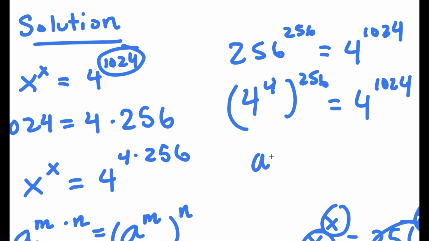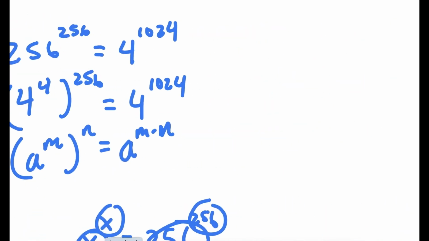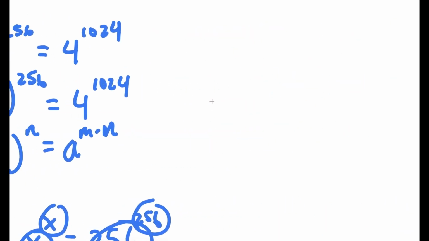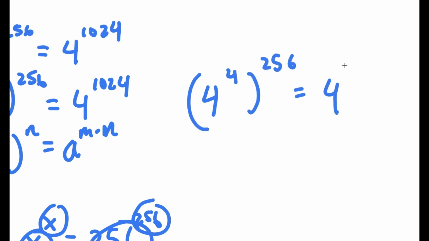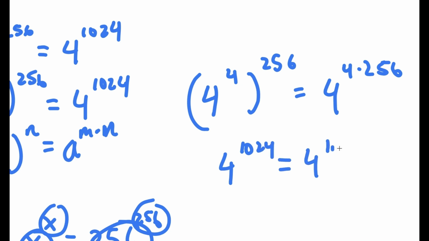if I have something in the form a to the power of m to the power of n, this is the same thing as a to the power of m times n. So 4 to the power of 4 to the power of 256 is equal to 4 to the power of 4 times 256, which is equal to 4 to the power of 1024. So I get 4 to the power of 1024 is equal to 4 to the power of 1024. Check.